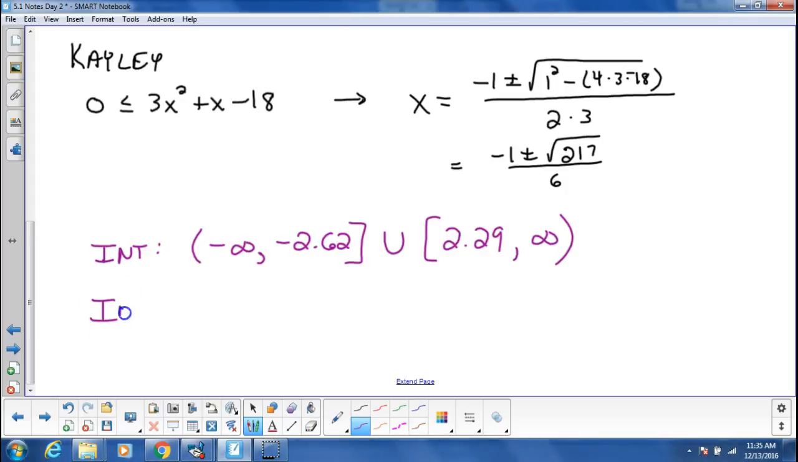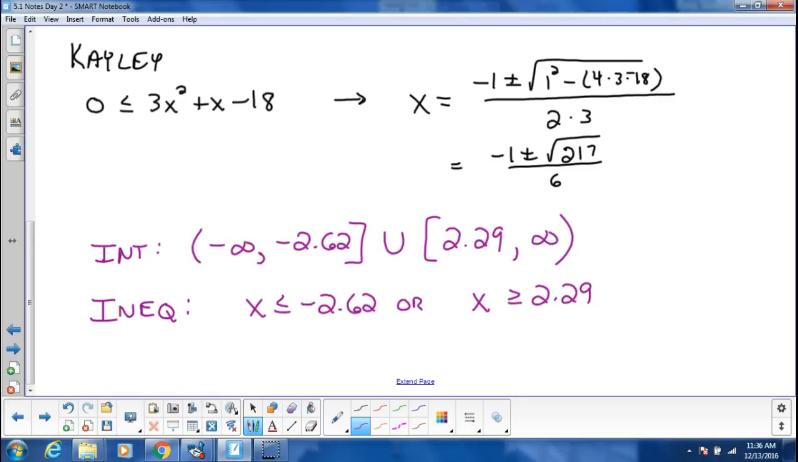Inequality: that would be x is less than or equal to negative 2.62, or x is greater than or equal to 2.29. You can get those numbers by doing it Kaylee's way, if you don't have a graphing calculator. Questions on that? Okay.